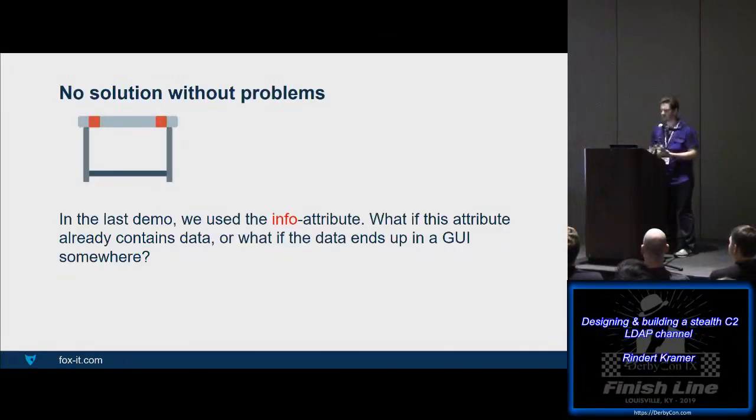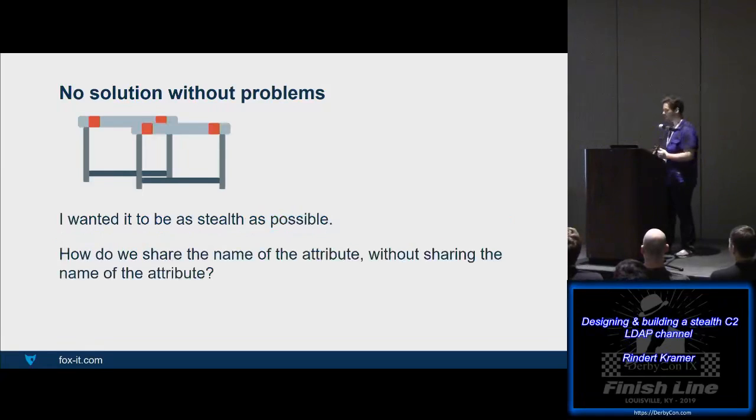And in the last demo, we used the info attribute. But what if the info attribute already contains data? Are we going to override it with gibberish, crap data, for example? So choosing a different attribute is the solution for that. But how do we choose an attribute and which one?